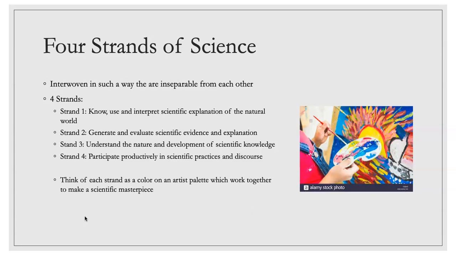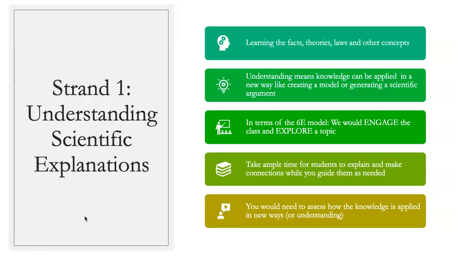Strand one is know, use, and interpret scientific explanation of the natural world. Strand two is generate and evaluate scientific evidence and explanation. Strand three is understand the nature and development of scientific knowledge. And strand four is to participate productively in scientific practices and discourse. Well, that's nice, Hollander, but what does that all mean? So let's dive into each strand.